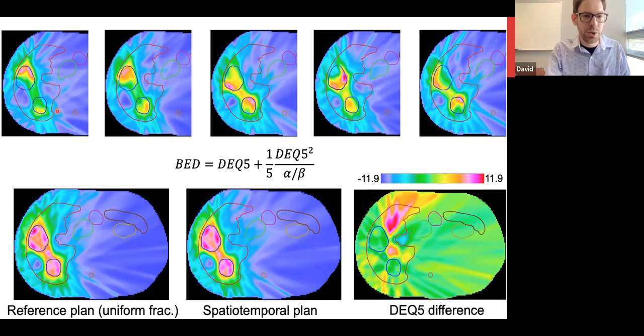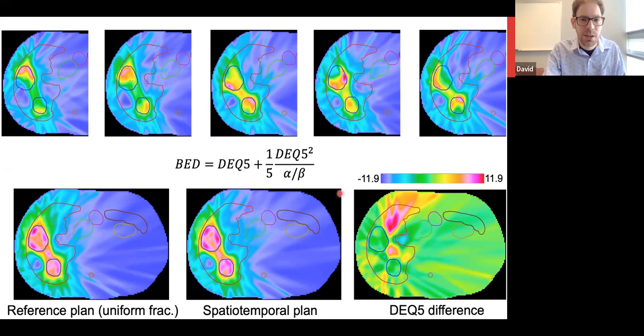So I wanted to show you this here in the bottom. What you see here on the left is our reference plan. This is that uniformly fractionated standard of care. You could deliver this by dividing this dose distribution by 5 and delivering it in 5 consecutive work days. That's the standard of care.